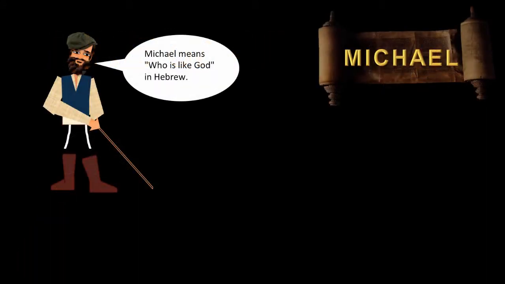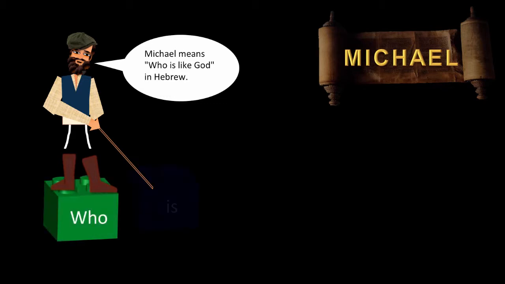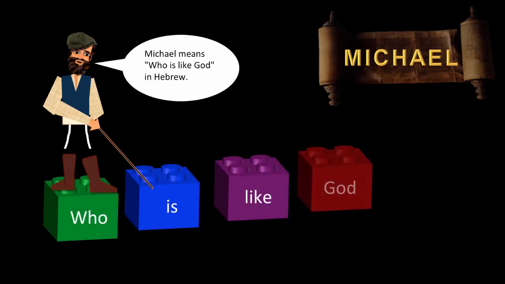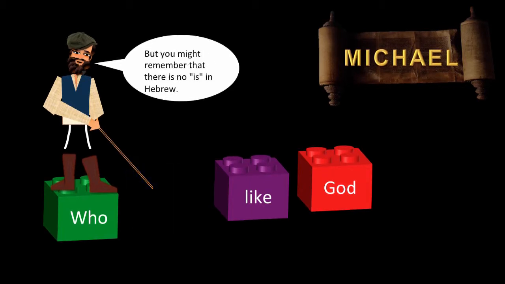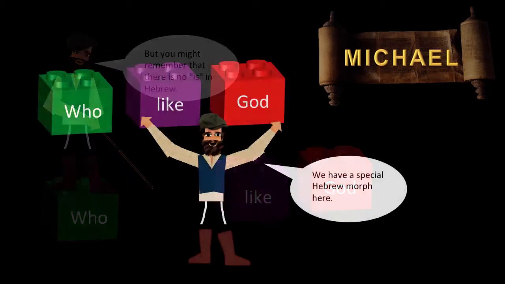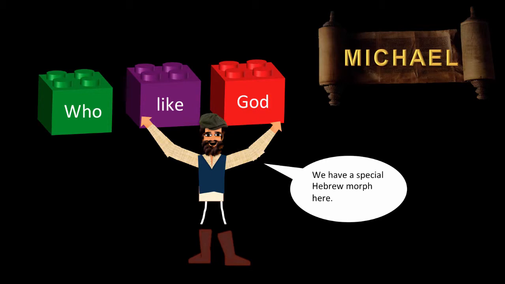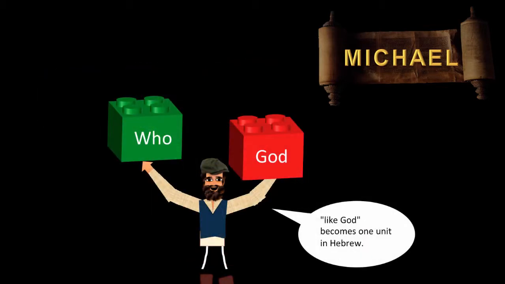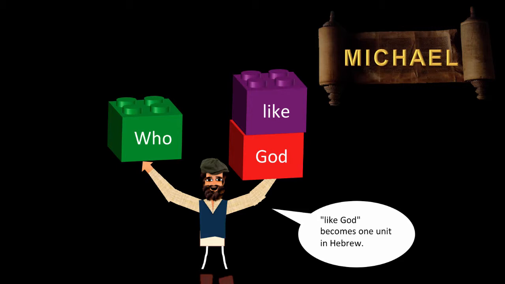Okay, so we know that Michael means who is like God in Hebrew. Who is like God. But you remember that there is no is in Hebrew. We have a special morph here. Like God becomes one unit in Hebrew.